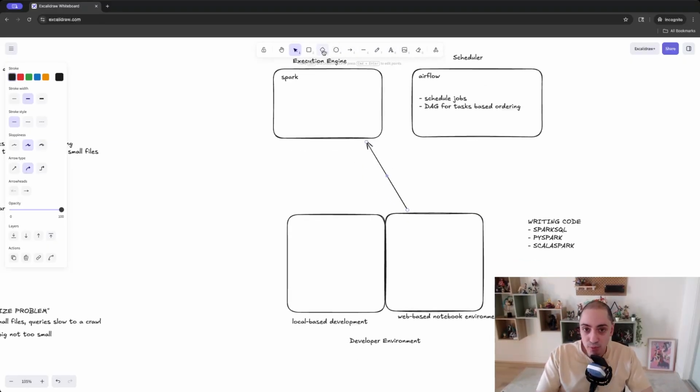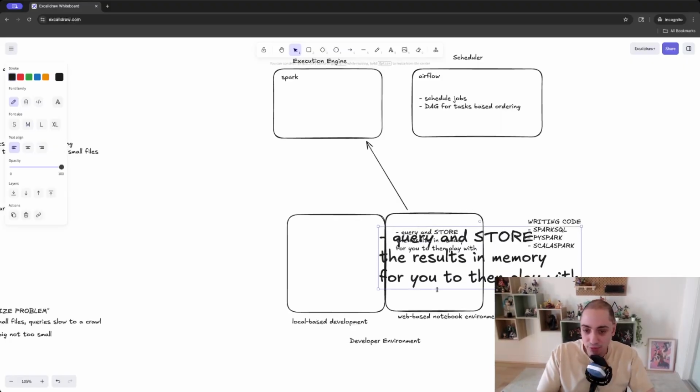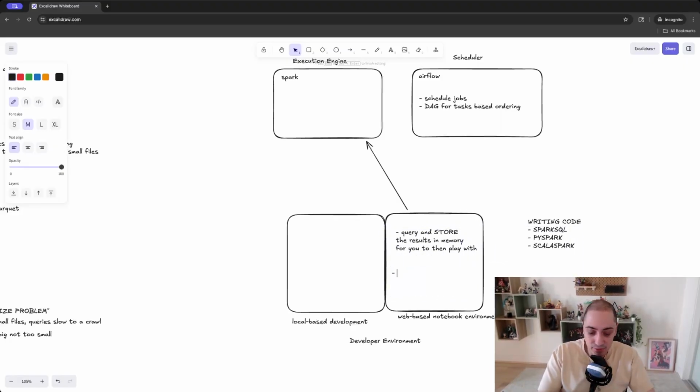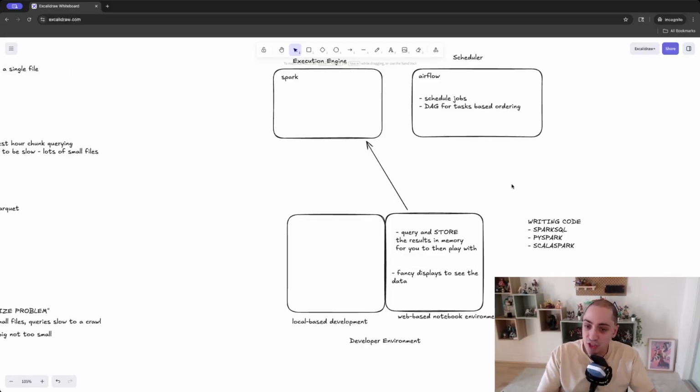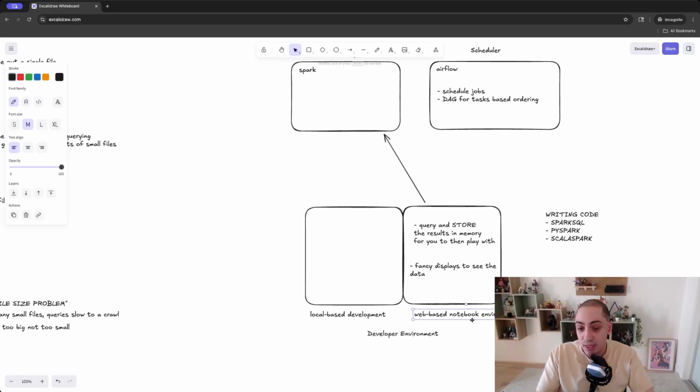And that's really useful because, in this world, you can have an environment where you do a query and store the results in memory for you to then play with. And then you have fancy displays to see the data, etc. There's just a lot of quality of life things in this web-based notebook environment that a lot of people use. A lot of engineers prefer this, and then a lot of analysts and data scientists might prefer that.